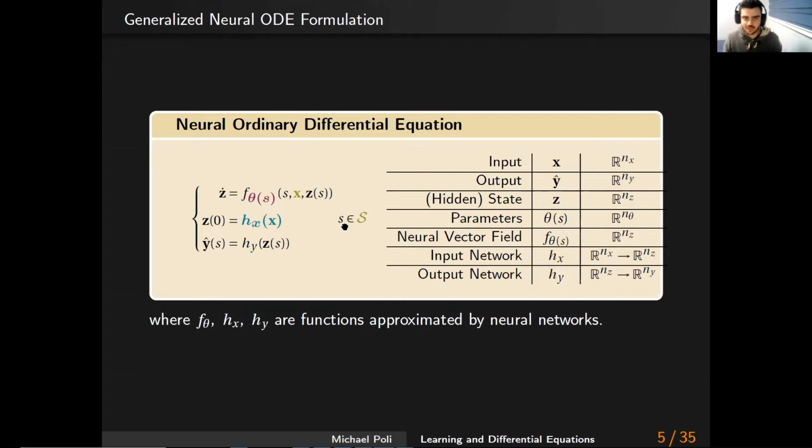Something else you could have is a variable amount of depth, a variable amount of layers in some sense. So a learnable integration bound for the initial value problem. You could have some embedding, encoding and decoding steps to go from your data space to your space where F lives. And yeah, you can have some additional conditioning on the vector field.